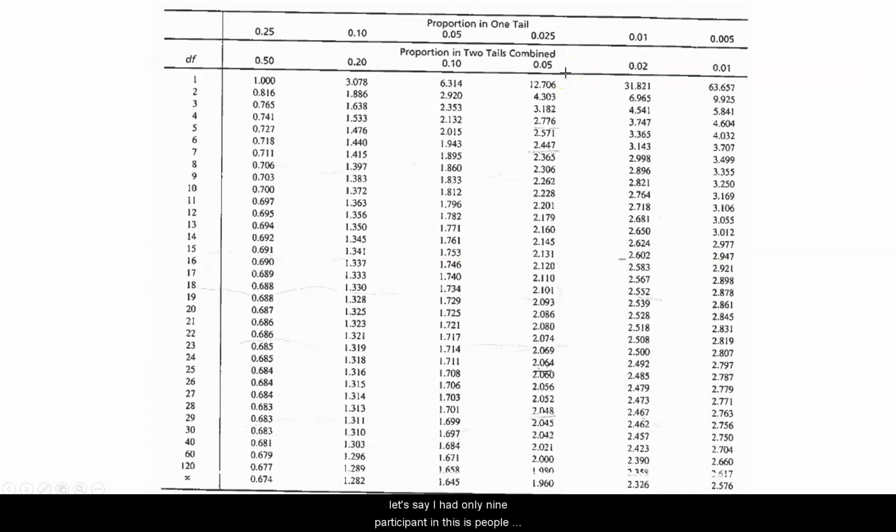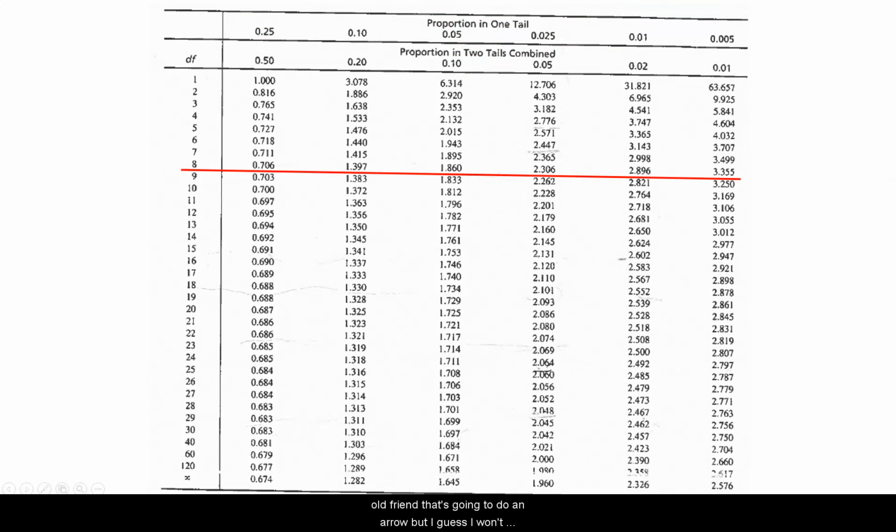Good job. Let's say I had only 9 participants, and this is people this time. Okay. So how many degrees of freedom would that be? That'd be 8. So let me start here again, and let me go to the red part. That's 8 degrees of freedom. Roger that. So I've got that underlined. And let's say it's alpha of .01 one-tailed. Okay. So I go to one tail, and then I follow it across till I get to .01, and sure enough, it's my old friend.